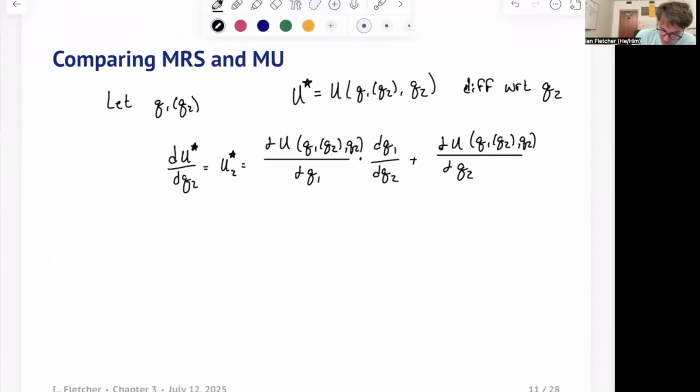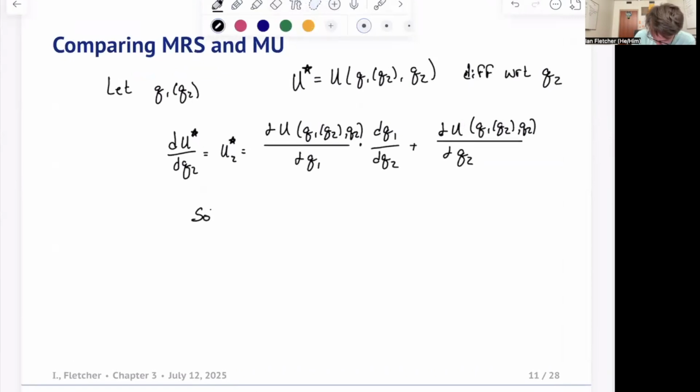And so, if we solve, we get minus the utility of 1 over the utility of 2, right? Which is exactly what we were thinking over here. So let's do an example.